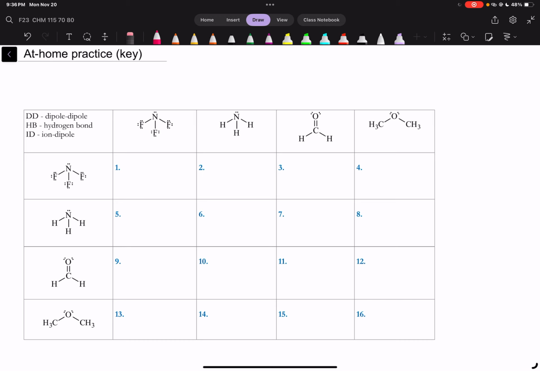Hi all. So this video is intended to produce the key for our at-home practice here. And so first thing you want to do, when you're trying to figure out if something is polar or nonpolar, go ahead and look at electronegativities and decide if something has polar bonds or nonpolar bonds. So let's go ahead and zoom in on our 4 compounds here.